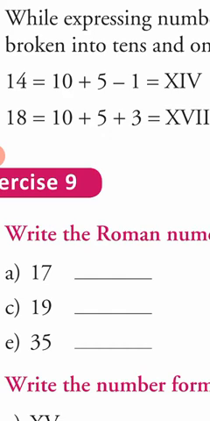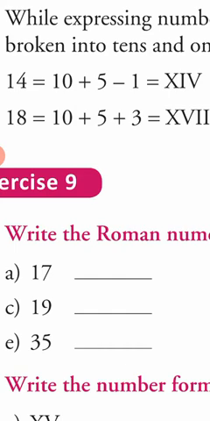Means on the screen you can see here we have two examples, one is 14 and the other is 18. Both these numbers are greater than 10. So, to represent 14, what is done? 10 plus 5 minus 1, or you can just break it as 10 plus 4, because you can write 10 also and 4 also. 4 is IV.